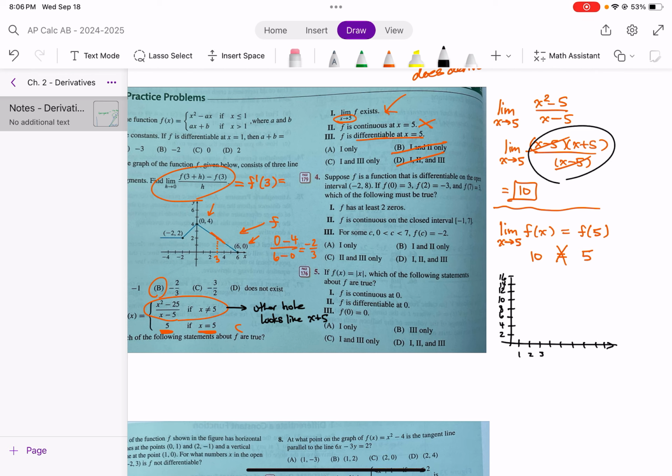1, 2, 3, 4, 5, 6, 7, 8. Okay. Once I get to a value of 5 for this function, I should approach a value of 10. Right? So essentially my graph looks like this with a hole here. But then at 5, my output is 5. So I have a little point here.